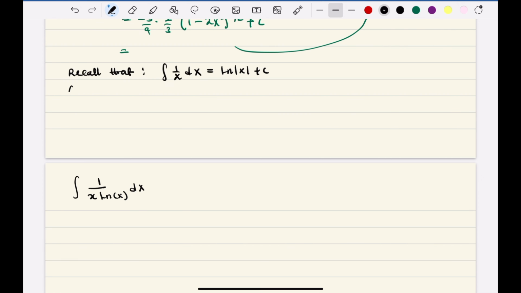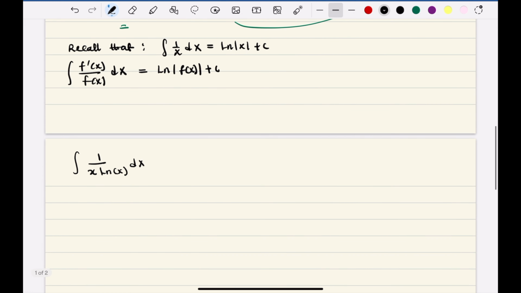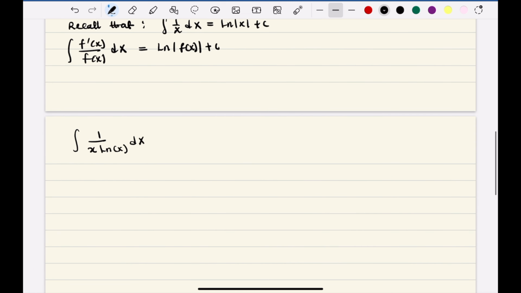Now, how do we know when to use the substitution? We use the substitution exactly when we have the derivative of a function divided by the function, dx. This is going to give us ln of f of x plus c. And this is a good example for this problem. Why do I choose this as a good example? First thing, let's try to use the traditional u substitution. And how do I even know what should be my u?